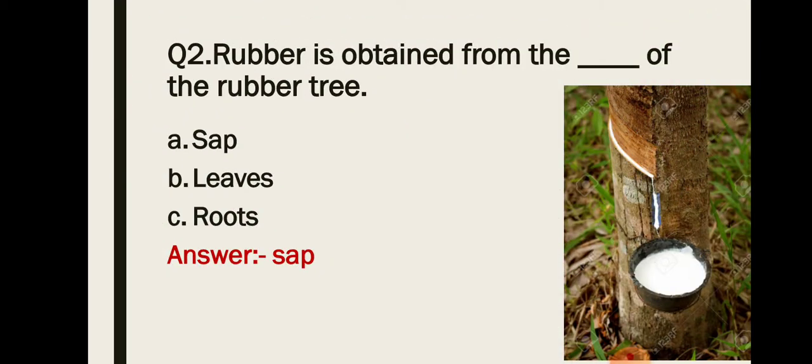Question number 2 is rubber is obtained from the dash of the rubber tree. So from which part of the rubber plant we obtain rubber? Is it sap, leaves or roots? So the correct answer is sap. Sap is a white liquid which we obtain from the trunk of the rubber plant.